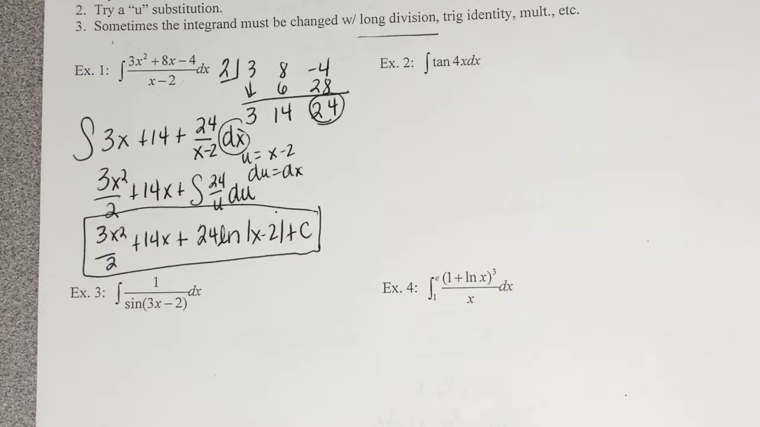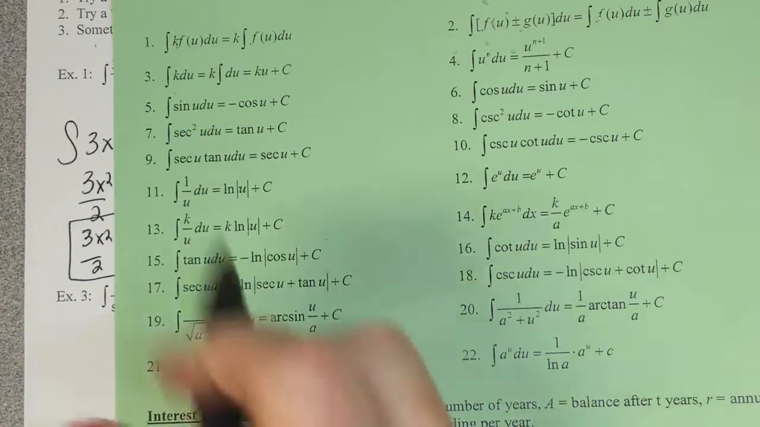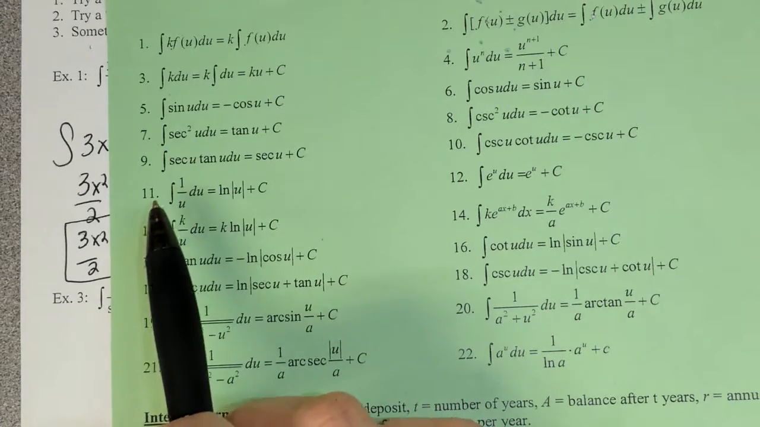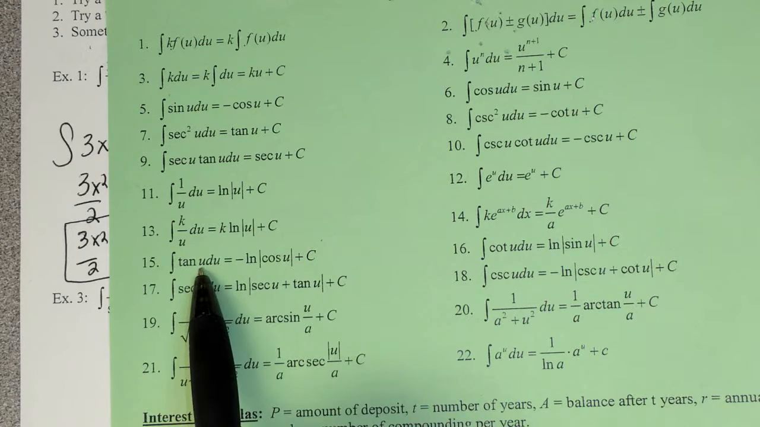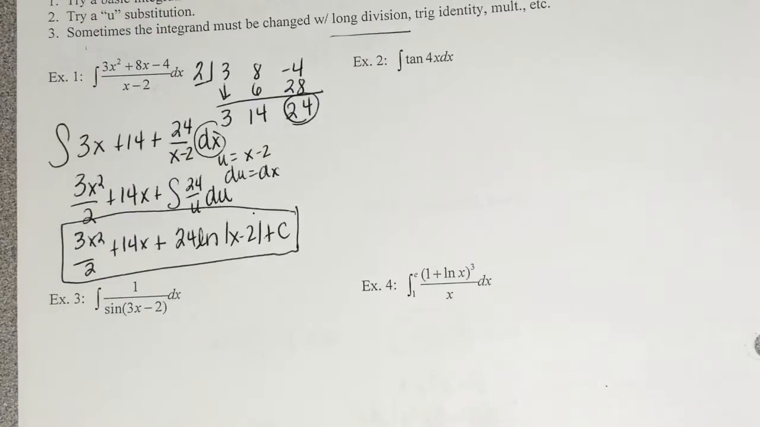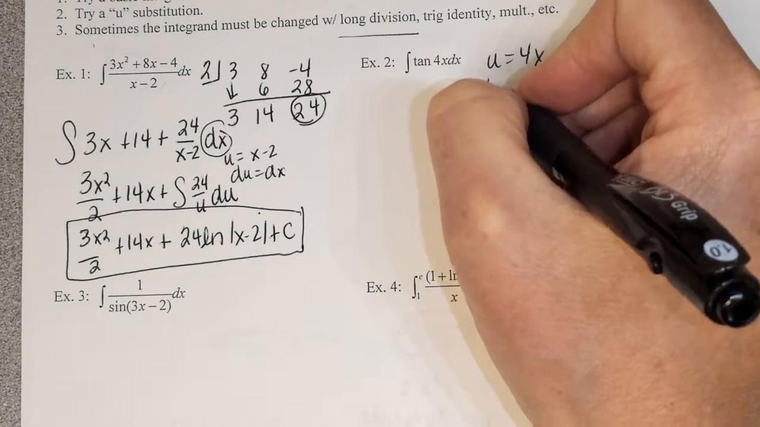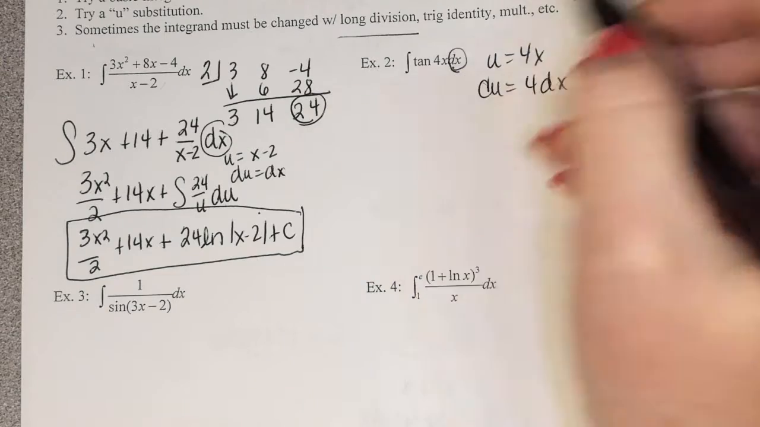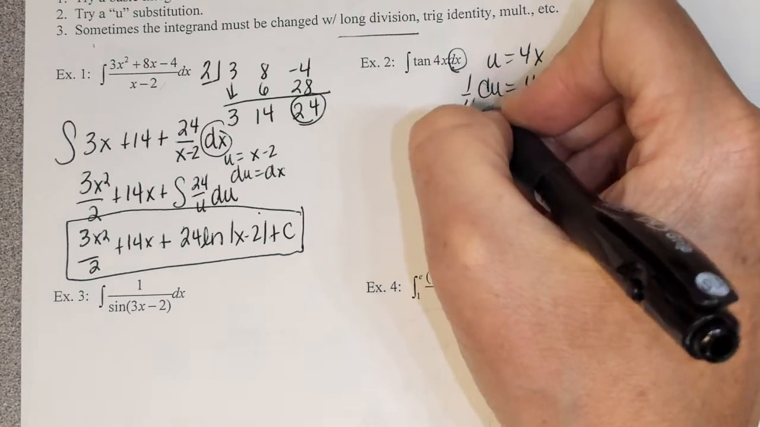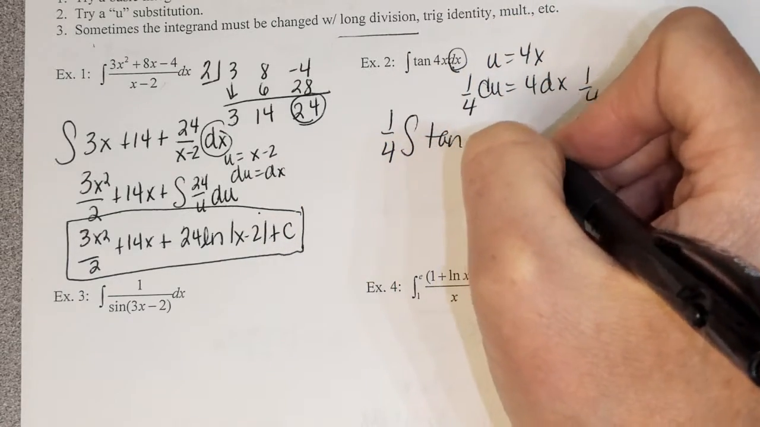Number 2, the integral of tangent of 4x. Well, we don't know an integral of tangent, but we can look at our green sheet. The integral of tangent is right here, number 15. But notice that it says that our angle has to just be a u. So I have to do a u substitution here. I'm going to have to say u equals 4x. So du then is 4 dx. Well, all we wanted was a dx, so I'm going to have to multiply by 1/4. So now we have 1/4 the integral of tangent u du.